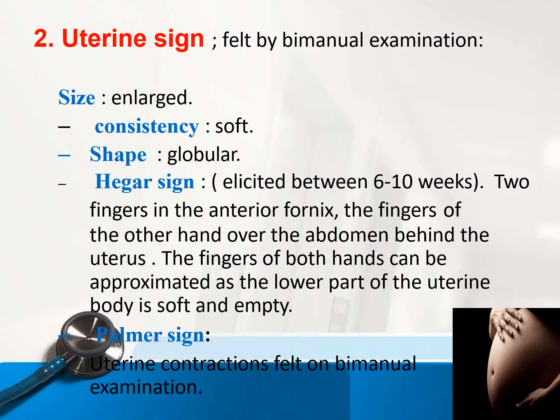Next is Palmer sign, that is uterine contractions that you can feel on bimanual examination. Contractions of the uterus, if you are able to feel them, that is known as Palmer sign.